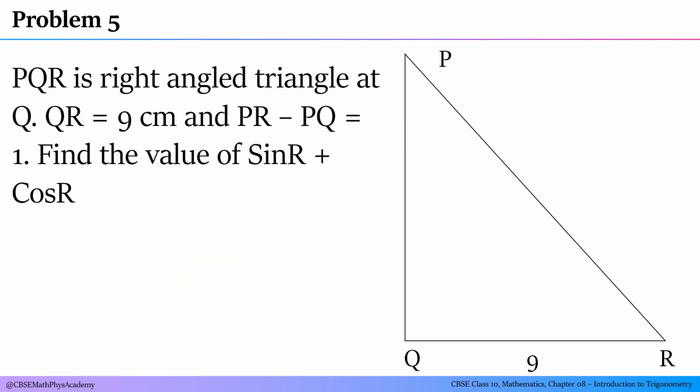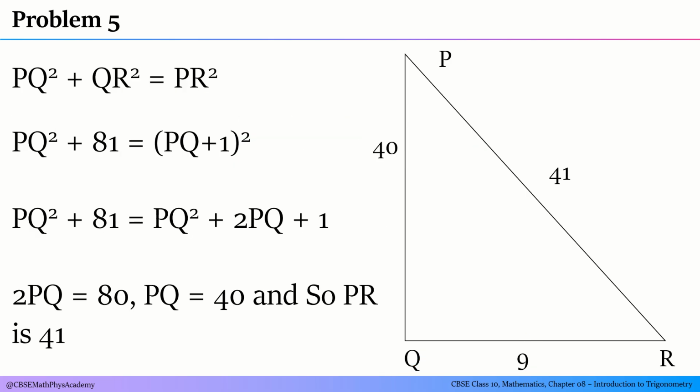So now we'll go to the last problem of this video. PQ R is a right angle triangle at Q. So note that you must have that right angle part at Q, and one of the lengths, QR, is given as 9 centimeters. You don't have the other two dimensions, or even one of the dimensions, for you to use the hypotenuse or the Pythagoras theorem. But you have a hint, or a relationship, between PR and PQ. What it says is the difference between both is 1 unit. So find the value of sin R plus cos R.